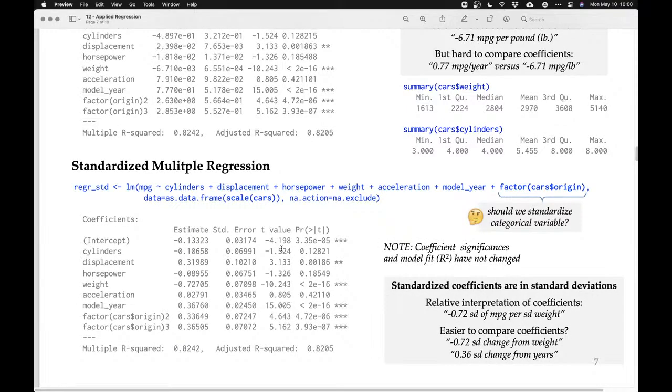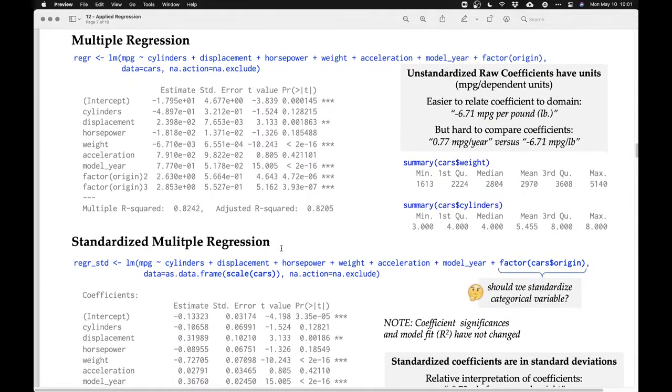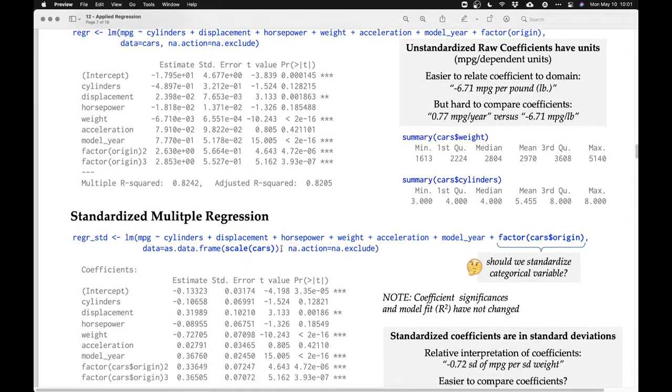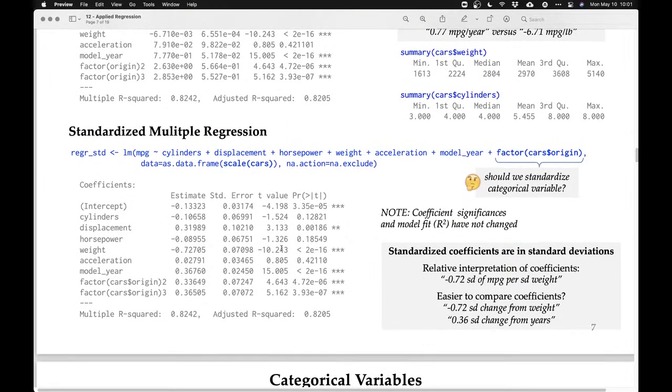Any questions on this? All right, so the raw regression is great if you want to interpret a particular coefficient. The standardized regression might be a little bit better if you want to compare two coefficients. We're going to get to that in the next slide.